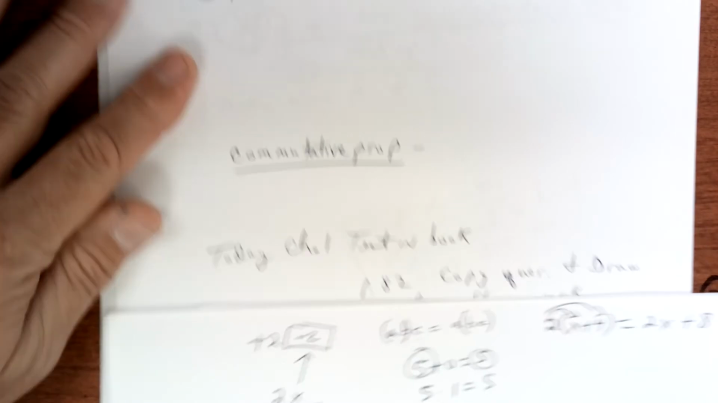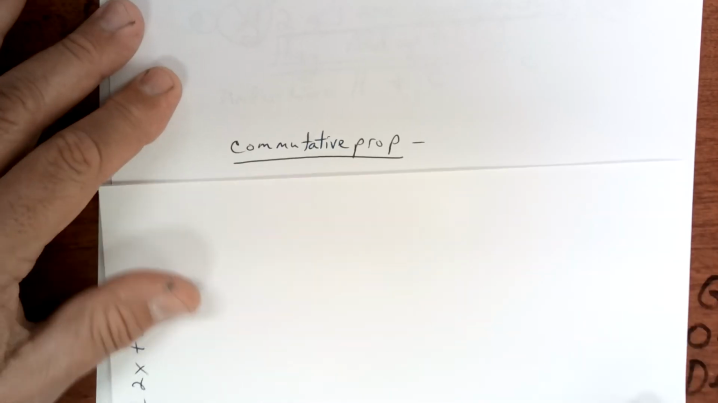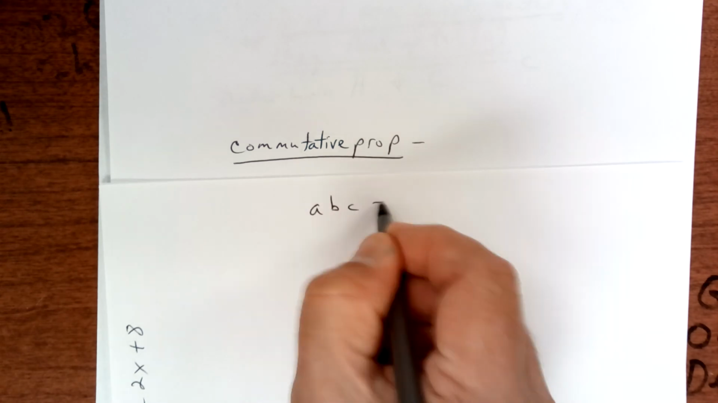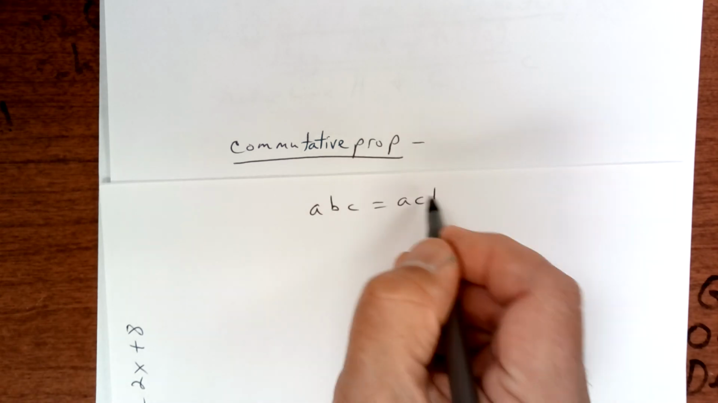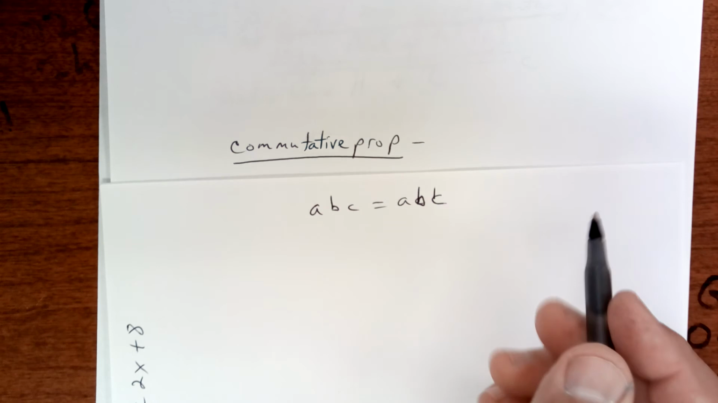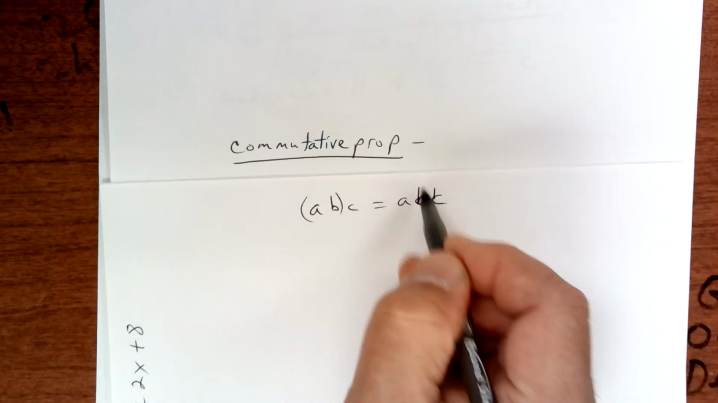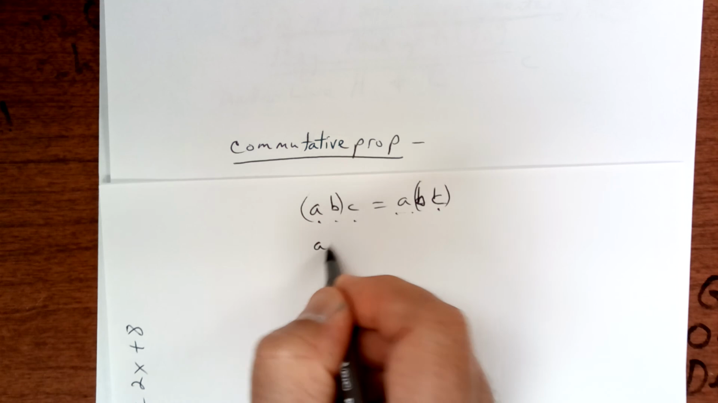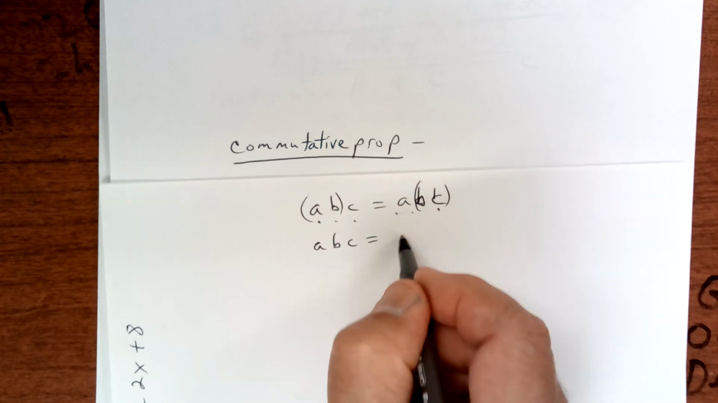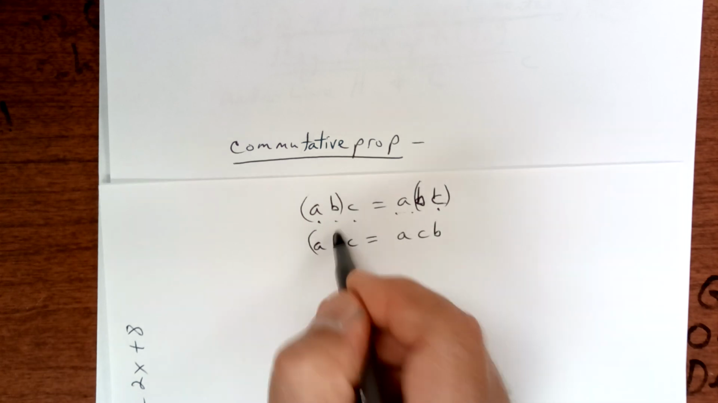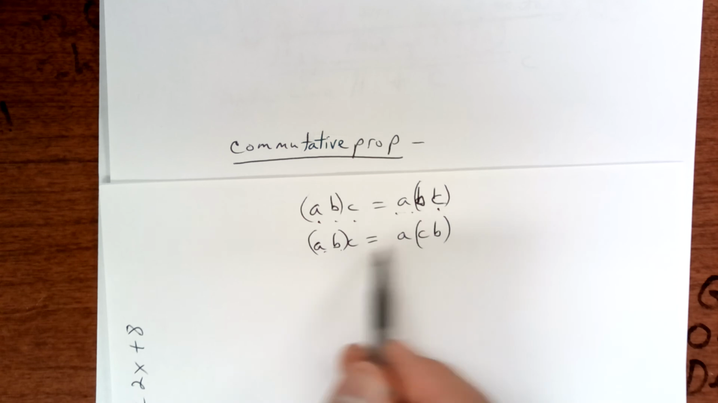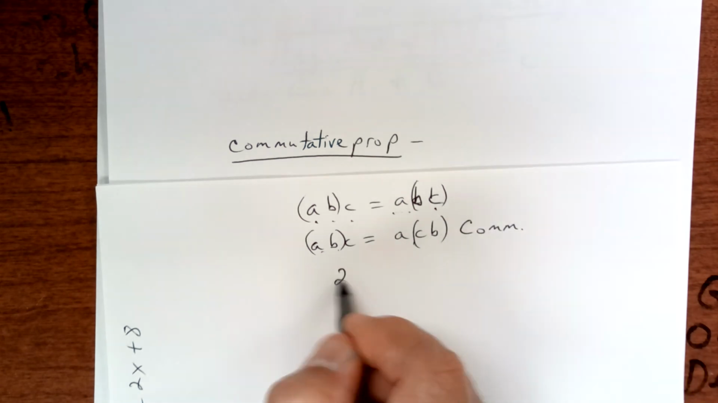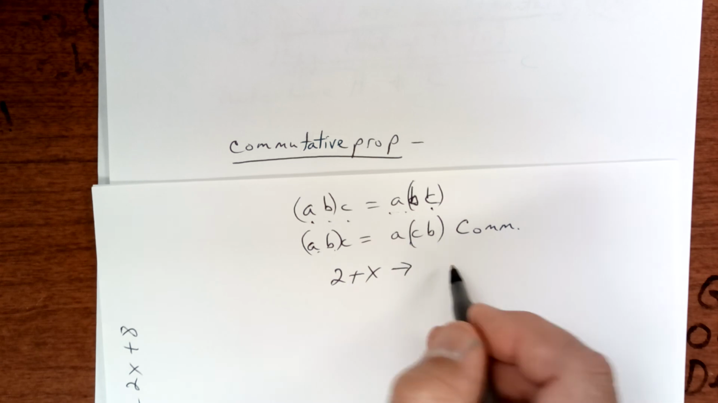Copy this down right here, commutative property. All right, so I showed you one like this. A, B, C equals A, B, C. And notice the order is the same. But if they switch it on you and say ABC, and then they say ACB, and the parentheses still look the same, but the order changes, that is commutative. So in other words, if I go 2 plus x, the commutative property would be x plus 2.